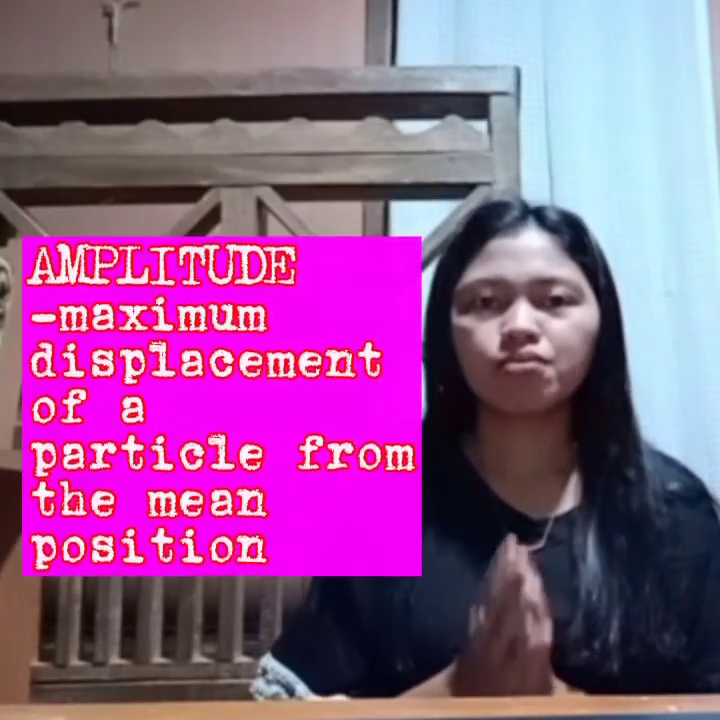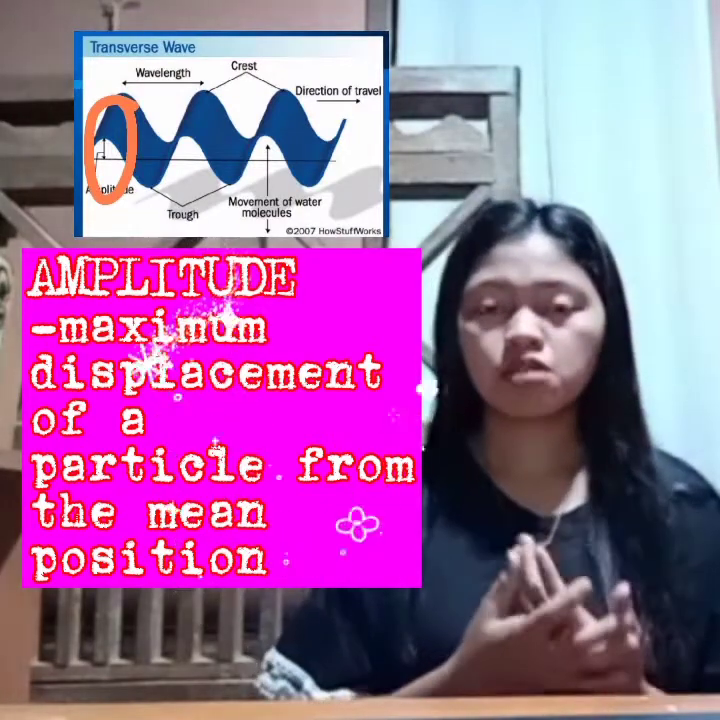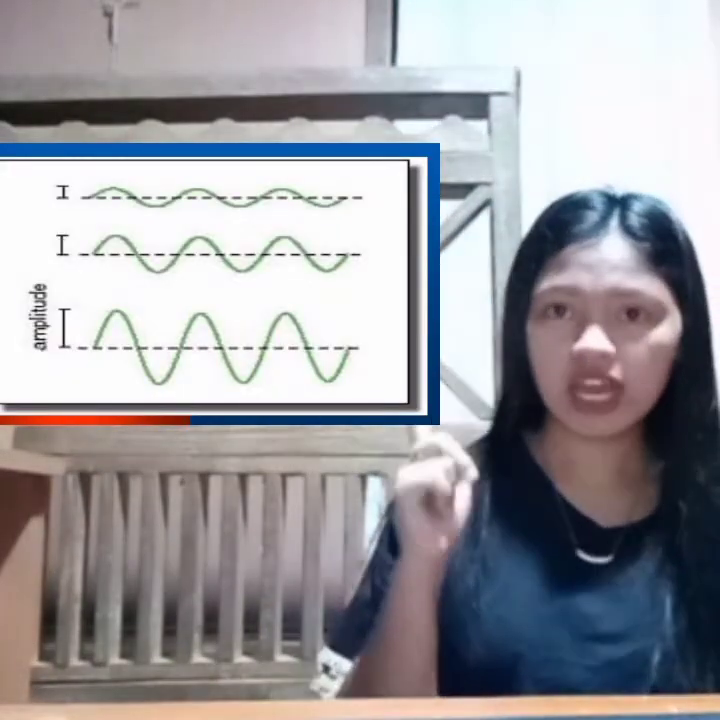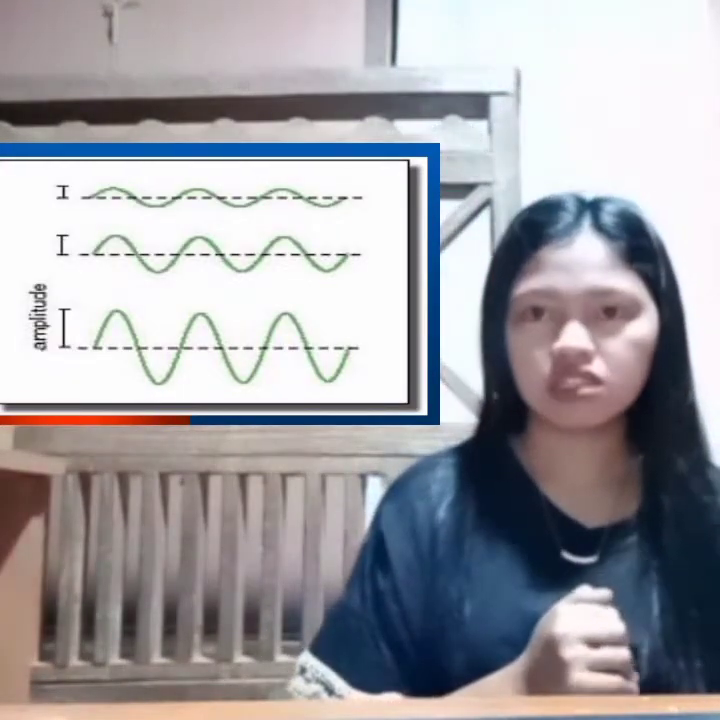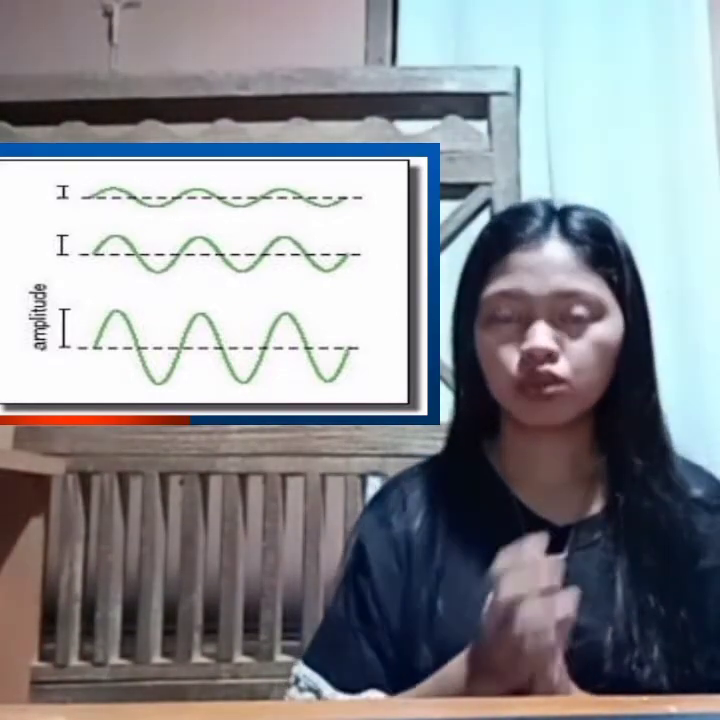Now, let us proceed to the second property of the wave. It is the amplitude. Amplitude is the maximum displacement of the particles of the medium, which is determined by the energy of the wave. It is the size of the wave's disturbance. The more energy a wave has, the greater its amplitude. Let us look at this picture. It shows that amplitude is the maximum position of an element of the medium relative to the equilibrium position.